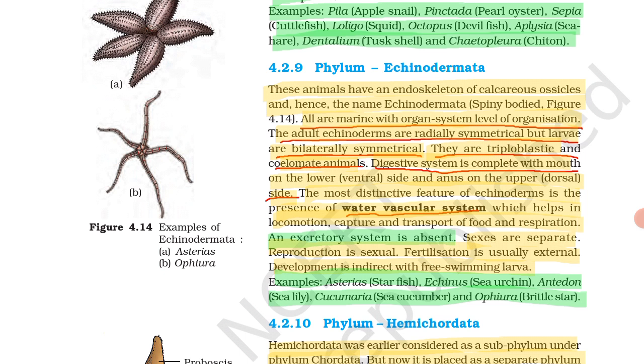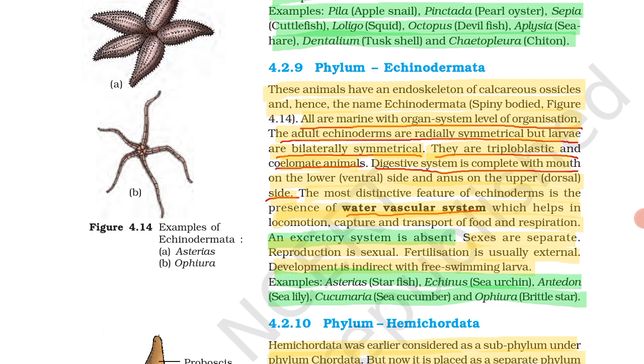Then the most distinctive feature of echinoderms is the presence of the water vascular system, which helps in locomotion, capture and transport of food, and respiration. So you have to keep in mind they have a water vascular system which helps in locomotion, capture and transport of food, and respiration.